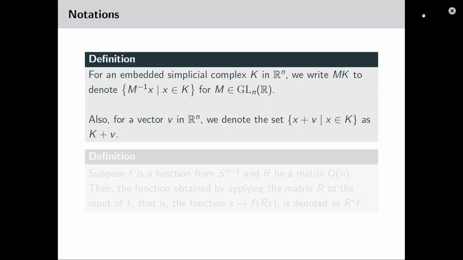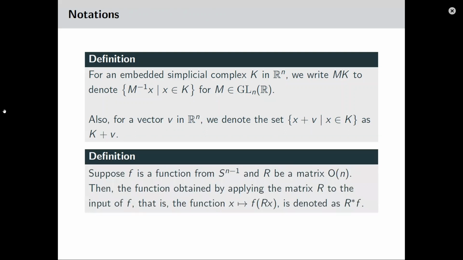Right, on this slide, I will talk about notations that I will use often. For an embedded simplicial complex K and an invertible matrix M, MK denotes another embedded simplicial complex obtained by taking the inverse of M at every point in K. The reason I use M inverse here instead of M is just for convenience of notation, and you can see why in later slides. And also you can add a vector to a simplicial complex here, so it is basically a translated simplicial complex.